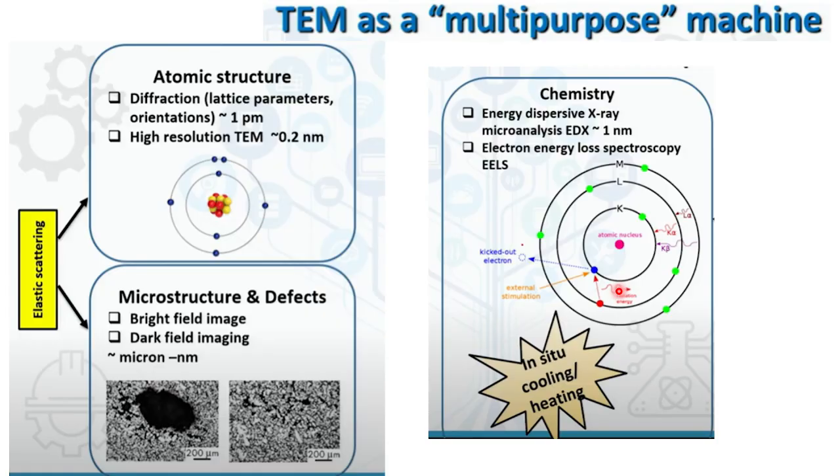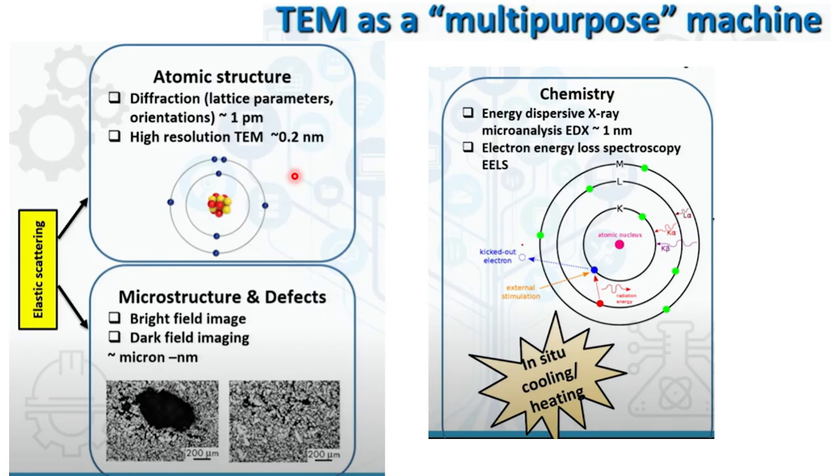So TEM actually is a multi-purpose machine. Of course, you are getting an idea about your bulk structure, bulk morphology, defects, and microstructure. Vice versa, you can also get an idea at the atomic level. Whenever you are getting the lattice parameter or orientation from the HRTEM, you can go up to 0.2 nanometer resolution.